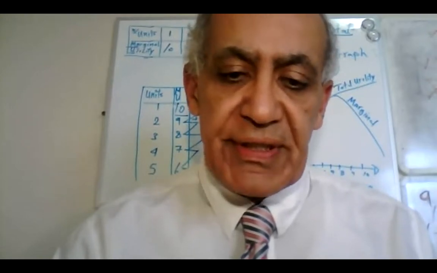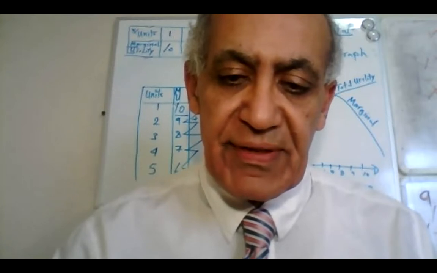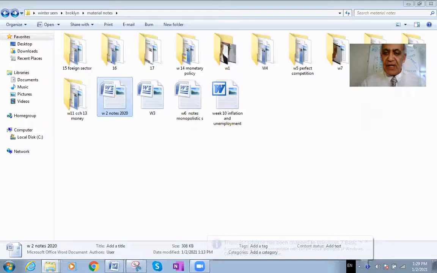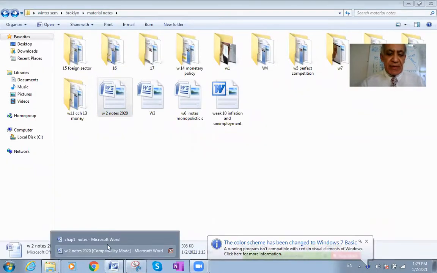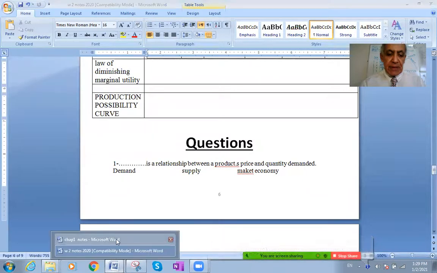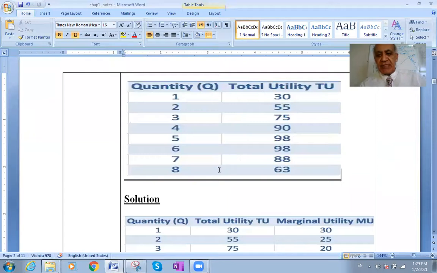I will share the screen. Like usually, I forget to share the screen, but it's okay. Anyhow, so let's go as example now for the examples for the marginal and the total utility as you see here.